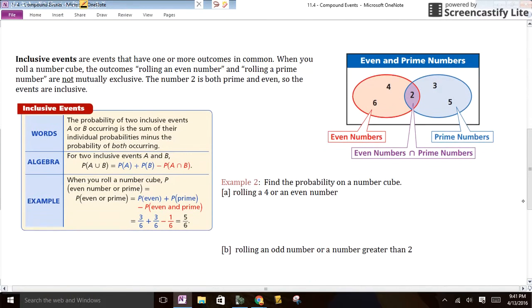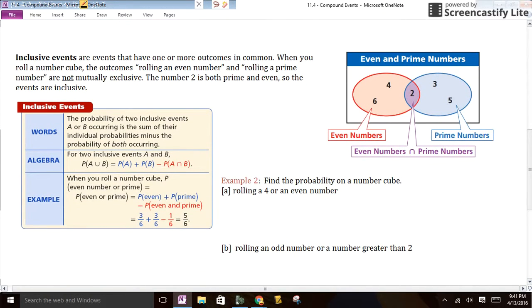So what about inclusive events? Inclusive events are a little tougher. Groups that are the same, like not juniors and sophomores anymore, but how about juniors or band members? So you could be a junior, you could be a band member, or you could be a junior who's in band. So you would be in both groups. That's what an inclusive group is, something where you could fit in both bubbles, or there could be people or outcomes in both bubbles.